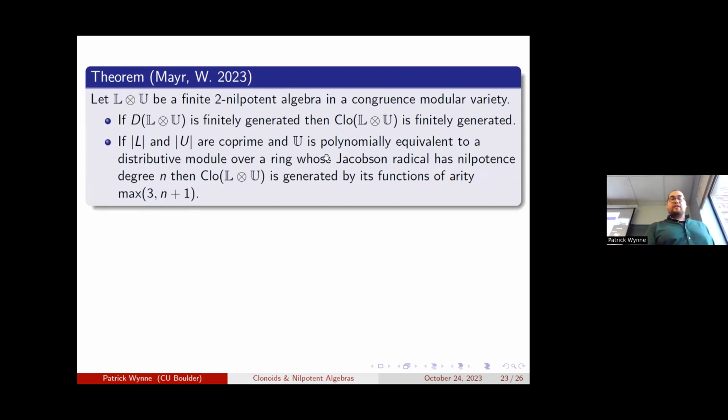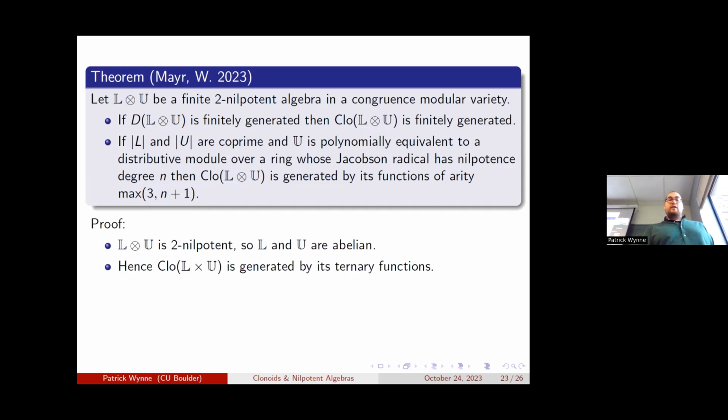The second bullet point is exactly the situation where we understand already the clonoids from U into L. So L wreath U is 2-nilpotent, so L and U are both abelian. So the clone of L times U is generated by its ternary functions. And if this difference clonoid is also finitely generated, then we get that the term clone of L, the central extension of L by U, is finitely generated just from the previous theorem.